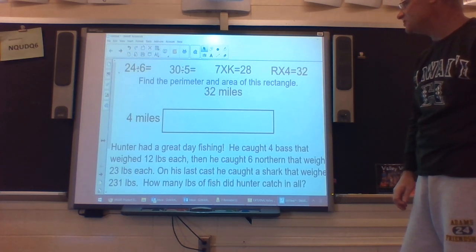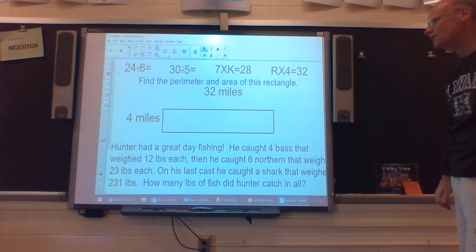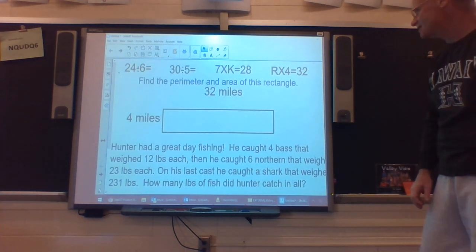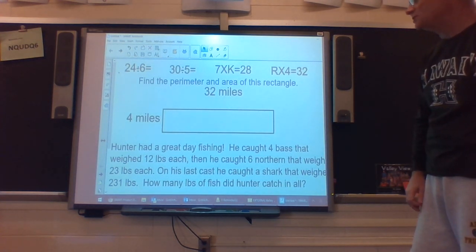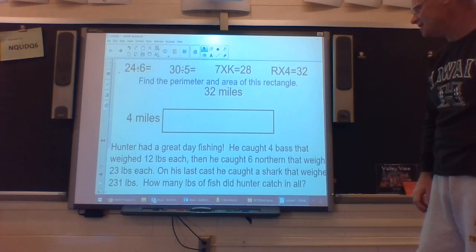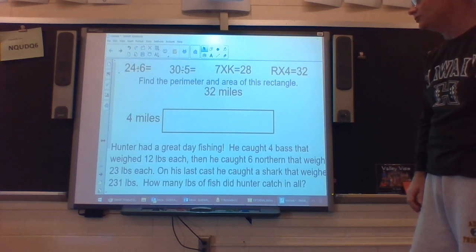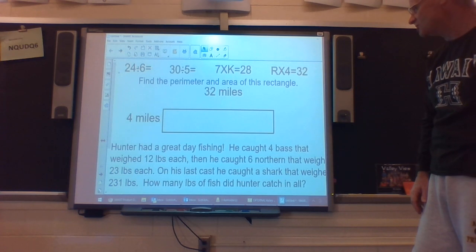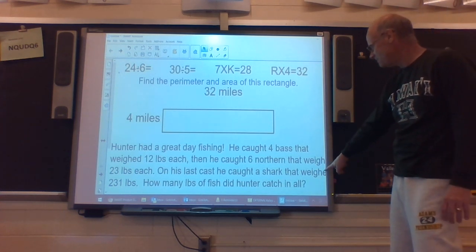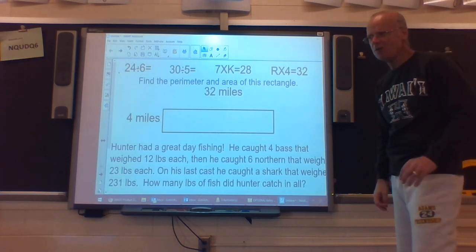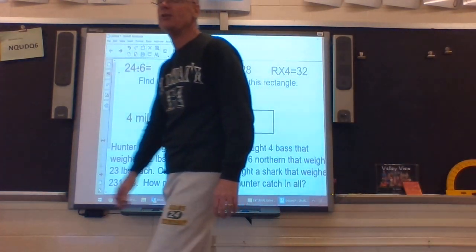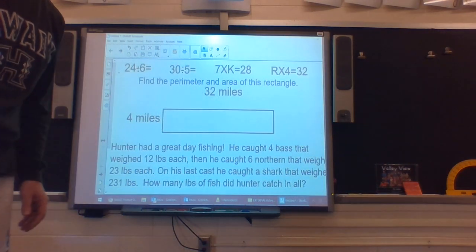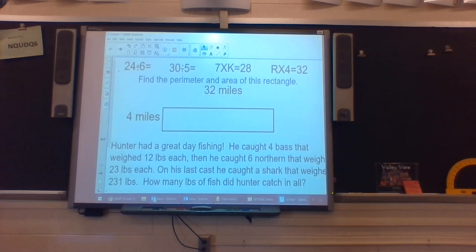So Hunter had a great day fishing. He caught 4 bass that weighed 12 pounds each. Then he caught 6 northern that weighed 23 pounds each. On his last cast, he caught a shark that weighed 231 pounds. How many pounds of fish did Hunter catch in all? Sorry, a couple of my letters got cut off here. Why don't you grab a pencil, piece of paper, figure those out, and come back and I'll work all of them out with you.